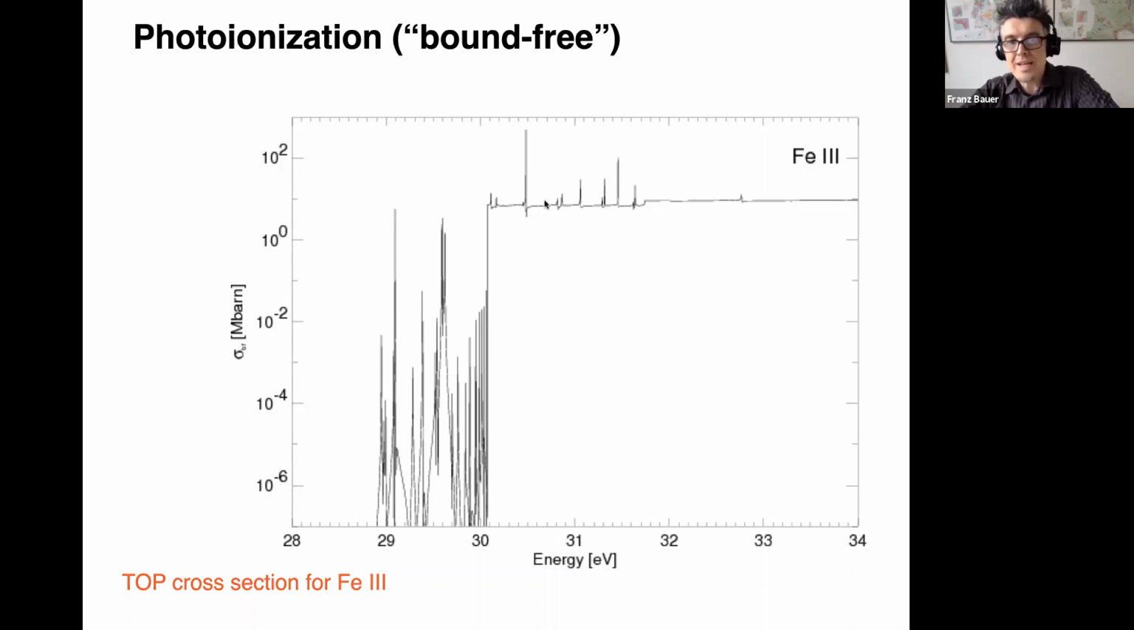You also see little gaps here, and these are related to different orbitals, and there might be a higher probability for a photon of exact energy, which can benefit from resonances in the orbital structure.